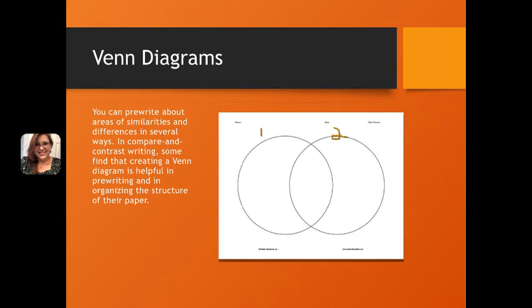That's a 2, sort of. And you would write everything that's unique to subject 1 in here and everything unique to subject 2 in here, and anything that they share would go in the middle. And then we know that these are the contrast areas and this is the area of comparison.